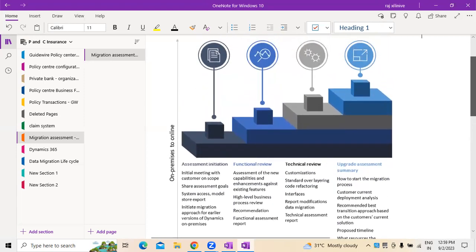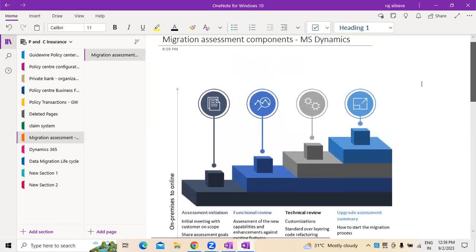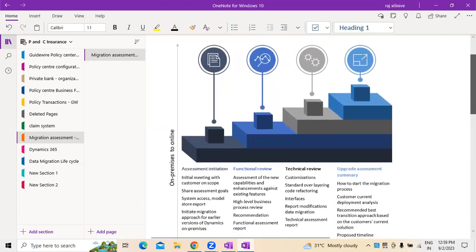So when you are trying to understand the migration process of Microsoft Dynamics, these are the different phases we need to understand. The first one is assessment initiation, followed by functional review, technical review, and upgrading assessment summary.